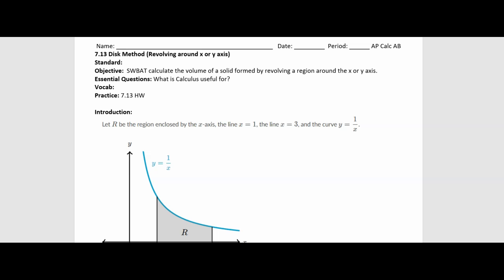Hello everyone, Mr. Fawcett here, and we're back with another AP Calculus lesson. Today we're going to continue our discussion of how to use integrals to find volume.